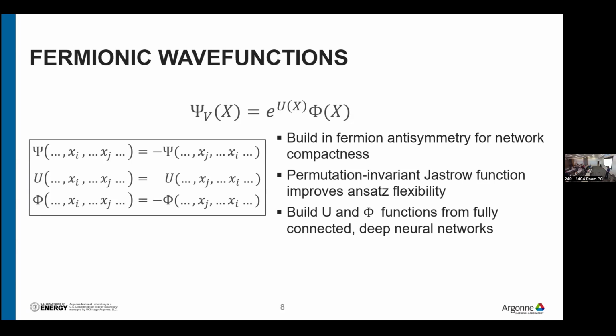In general, this e to the u can be called a Jastrow function, which is something you can compute and gives you some sort of idea of what the wave function looks like. So we have used something like this to make the training of our wave functions easier. But in general, more often, we'll use a fully trainable Jastrow function, that is, this u and phi both fully built of neural networks.